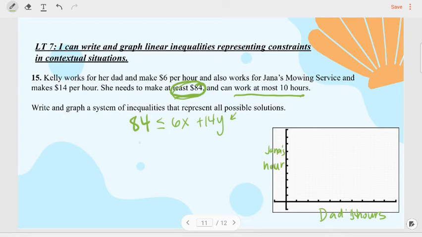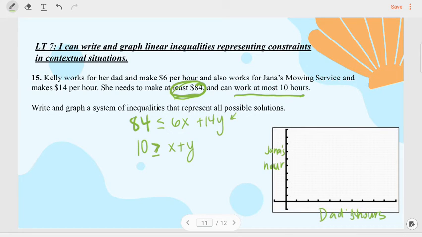Kelly can work at most 10 hours. So here's my total of 10, and at most means that's the top limit. So the alligator mouth needs to be eating the largest thing. Kelly can work exactly 10 hours, so I'm going to put less than or equal to, and I'm going to put X plus Y. Let's go ahead and graph these.